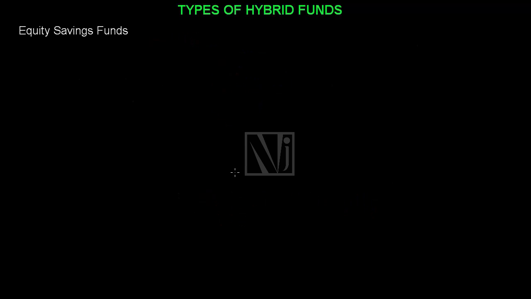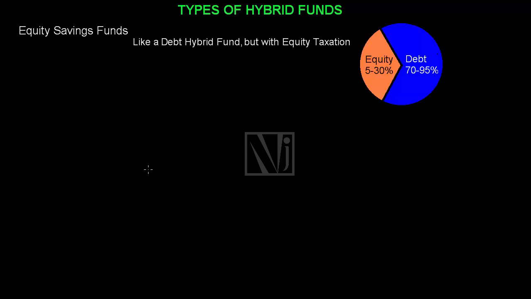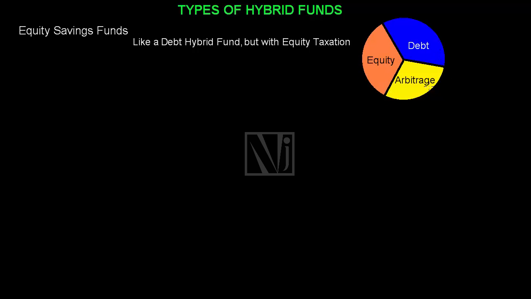The next category of hybrid funds is equity savings funds. An equity savings fund is like a debt hybrid fund, but with equity taxation. Here too, the portfolio of the scheme is like that of a debt hybrid fund, with the exception that the fund manager of an equity savings fund bifurcates the debt component between debt and arbitrage, so that the portfolio's total equity component, including the arbitrage component, is at least 65%.